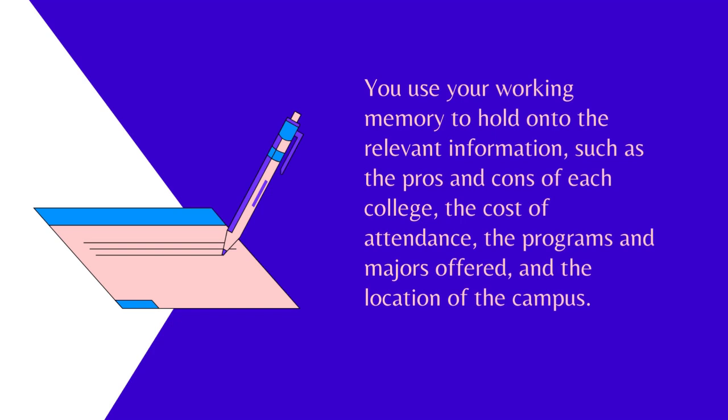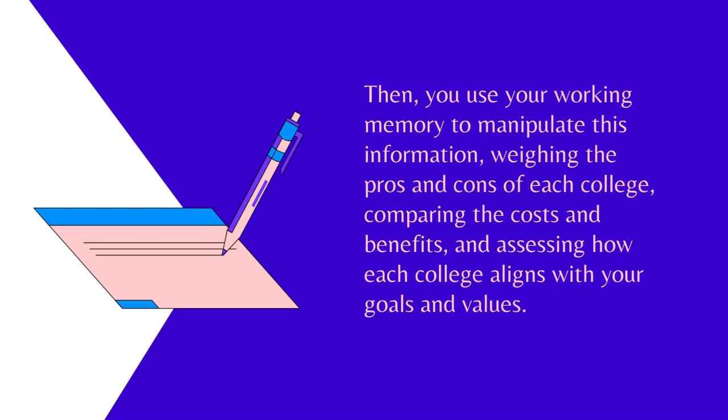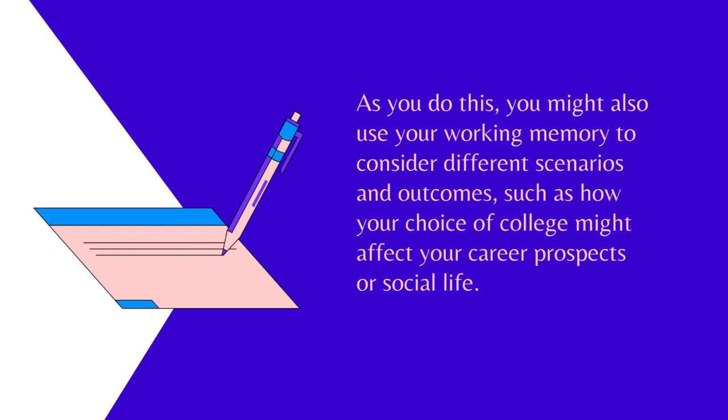You use your working memory to hold on to the relevant information, such as the pros and cons of each college, the cost of attendance, the programs and majors offered, and the location of the campus. Then, you use your working memory to manipulate this information, weighing the pros and cons of each college, comparing the costs and benefits, and assessing how each college aligns with your goals and values.